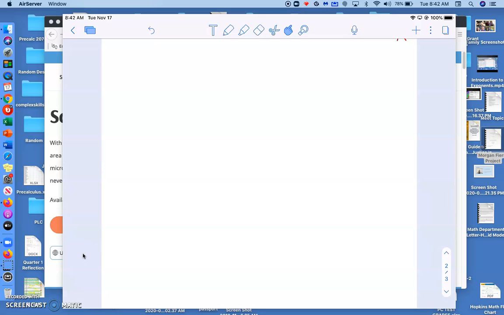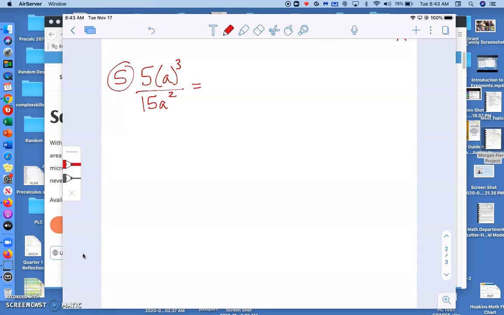So now we're going to take a look at some that get a little bit more complicated. So let's say we have 5a cubed over 15a squared. Well, the first thing I think about is distribute those parentheses. So this is just really 5a cubed over 15a squared. So let's deal with our numbers first, 15 and 5. Well, that reduces down to 1 over 3.